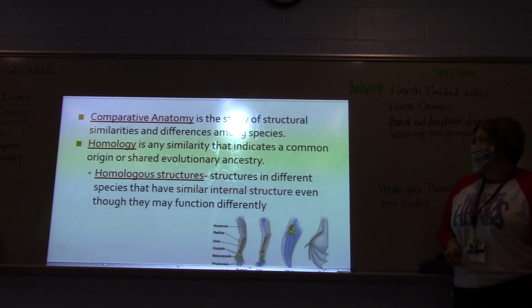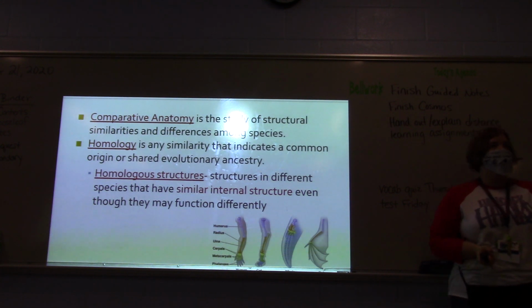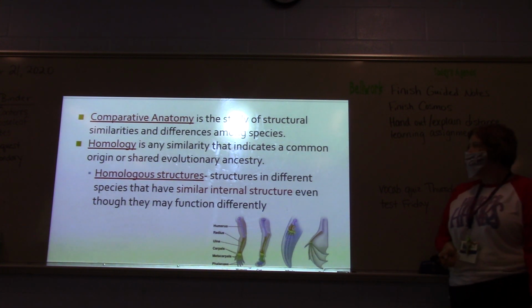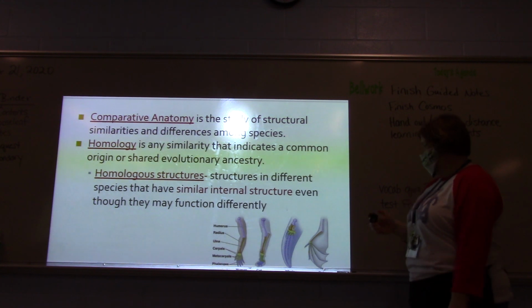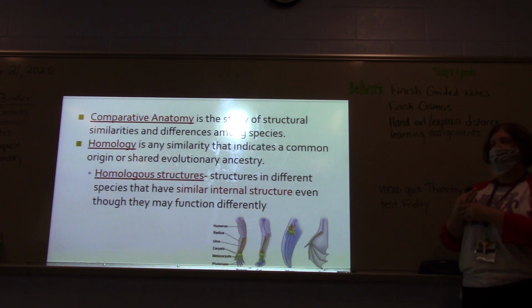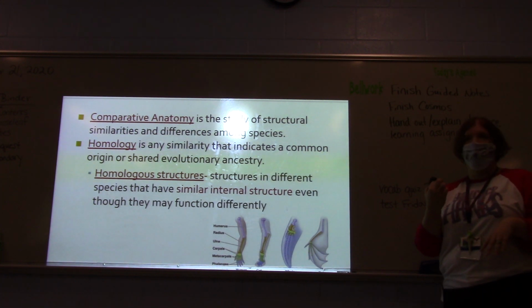So a homology is any similarity that indicates a common origin or a shared ancestry. One of the ones that's very obvious is bone structure. So if you look at the bones in the arm that we have, here's our arm. We have one bone at the top called the humerus. We have the radius and the ulna in our forearm. We have carpals, which are our wrist bones, metacarpals in our hand, and then phalanges are our fingers.